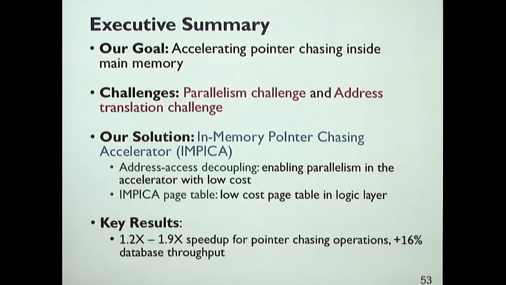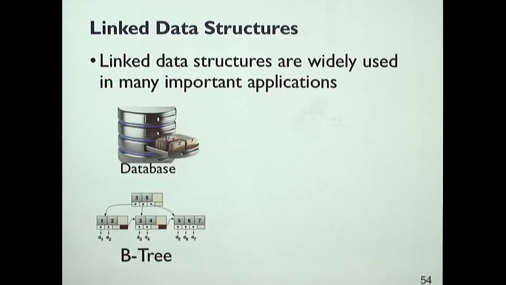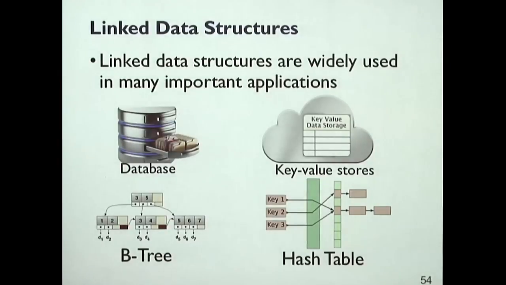And the key result is basically you get significant speedup for pointer chasing operations like hash tables, B trees, B plus trees, and linked lists. Linked lists tend to be the most latency sensitive, right? Because to access the next node, you need the previous node's address. And you can get significant throughput improvement in databases, and energy consumption is reduced a lot. OK. So basically, these are where linked data structures are important, as you can imagine.